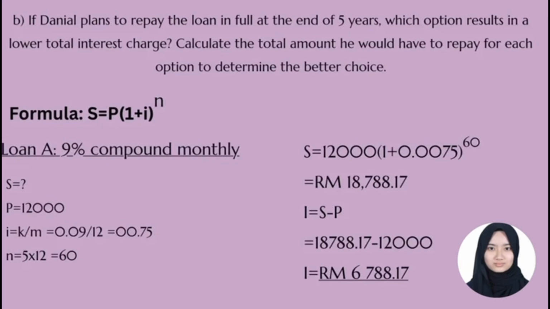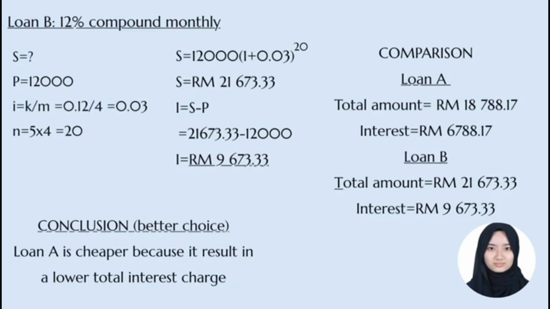And to find the interest charge, we use this formula, which is I equals S minus P, where S is 18,788.17 and P is 12,000 ringgit. Then we get the interest charge of RM 6,788.17 for loan A. For loan B, we use the same method and the same formula as loan A. This gives a total repayment amount of RM 21,673.33, with the interest charge being RM 9,673.33. By comparing both loans, loan A has a lower total repayment amount, making it a better choice for Daniel if he plans to repay the loan in full after 5 years.